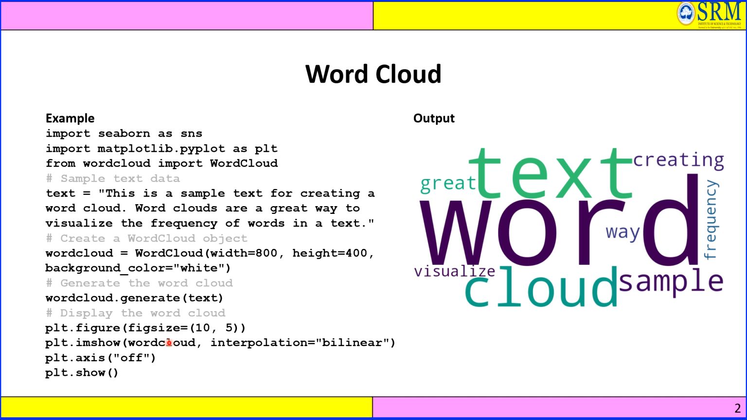So imshow with the figure stored in the wordcloud, comma interpolation equals bilinear. These are some syntax you have to write here. Then plt.axis off, so no axis will come here, only the plain text figure will come. Then plt.show. That means here we have to enable the WordCloud library, and write wordcloud.generate to transform the text into the visualization format, and imshow for enabling this text as an image in graphical format. So plt.imshow.